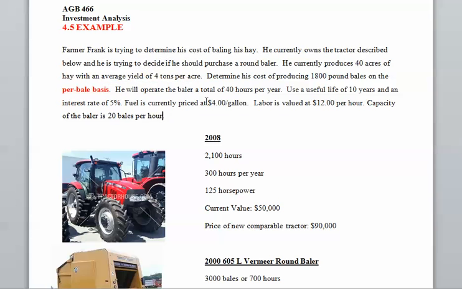He will operate the baler for a total of 40 hours a year. We're going to use a useful life of 10 years and an interest rate of 5%. You'll see where this comes into play in just a second. Fuel is $4 a gallon. Labor is $12 an hour. The capacity of this baler is 20 bales an hour.